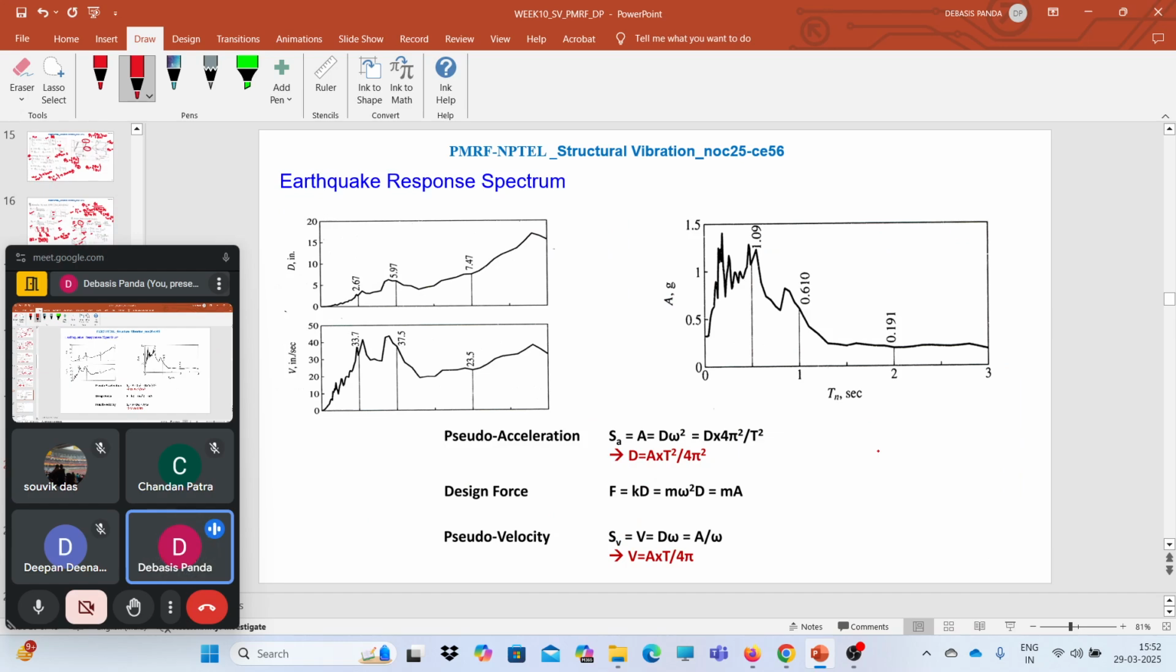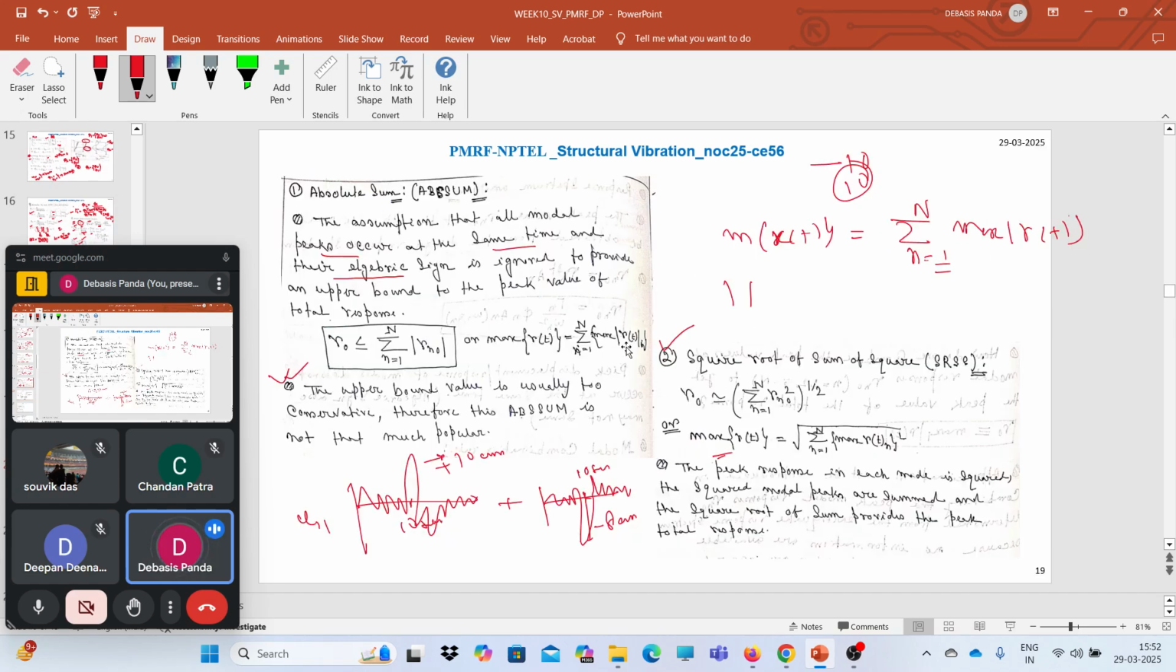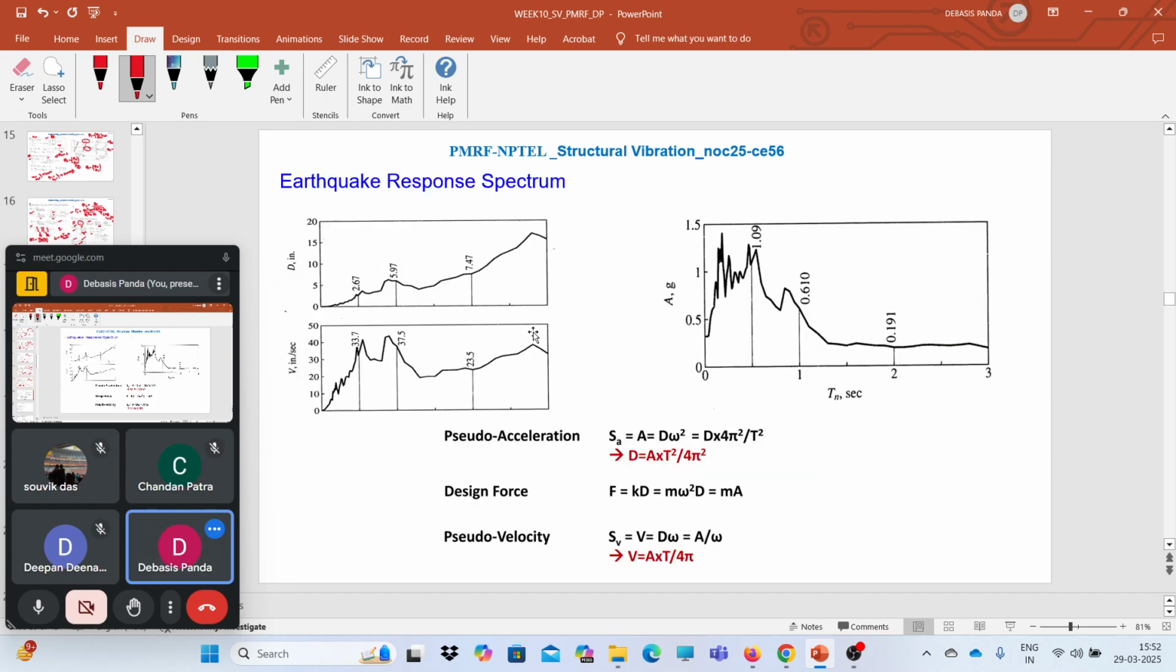So before that, what I have already told, that these maximum responses, either we can calculate numerically or we can use the information regarding the response spectrum. Recall what was the response spectrum? It was the plot of the maximum responses of a single degree of freedom system as a function of time period, for a particular earthquake and for a particular value of damping. And already we have seen the relation between spectral displacement, spectral velocity, and spectral acceleration.